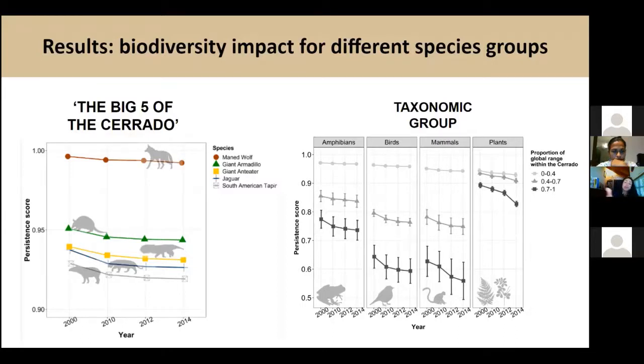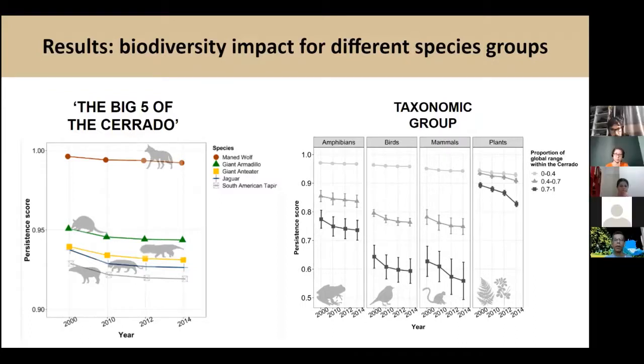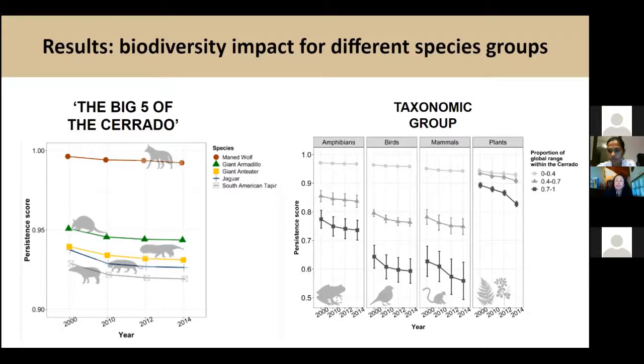This same information can also be grouped across different taxonomic groups, which here, at the right of the slide, we have amphibians, birds, mammals, and plants. And we separated the decline of the persistence score through the level of endemism, the darker line being the groups of species that are more endemic to the Cerrado.